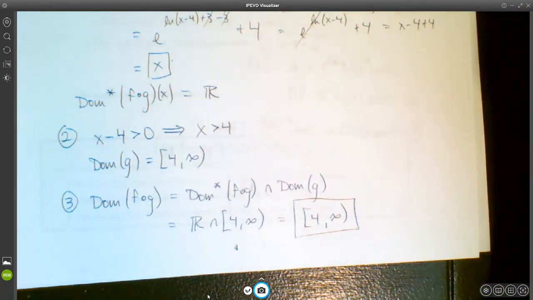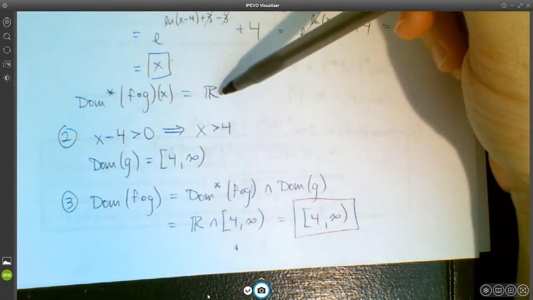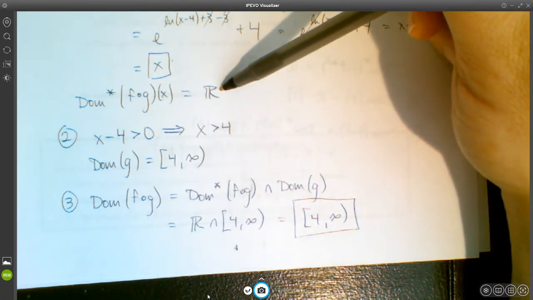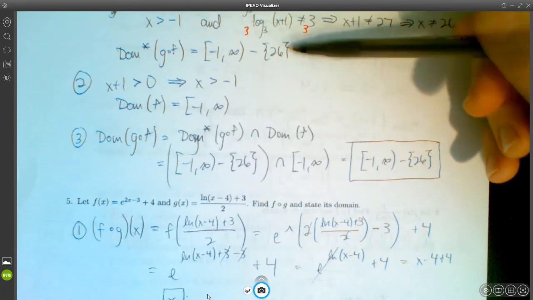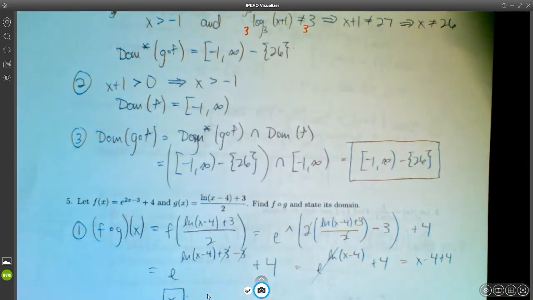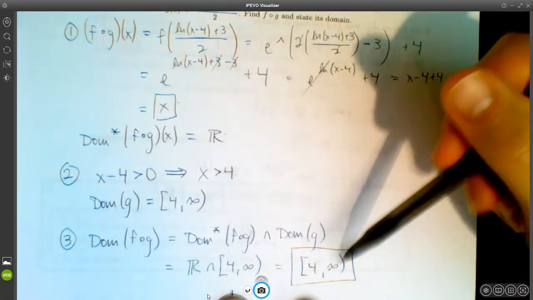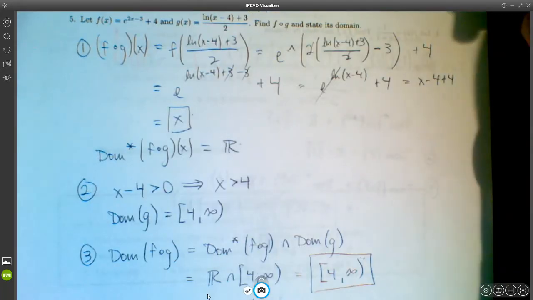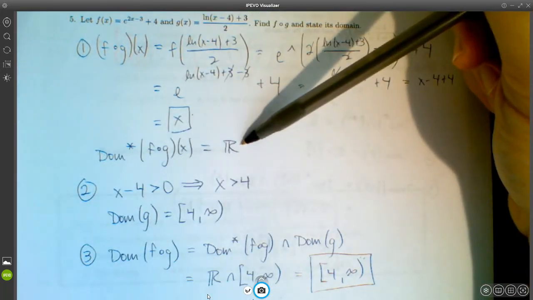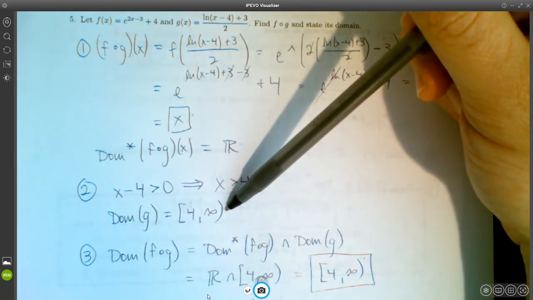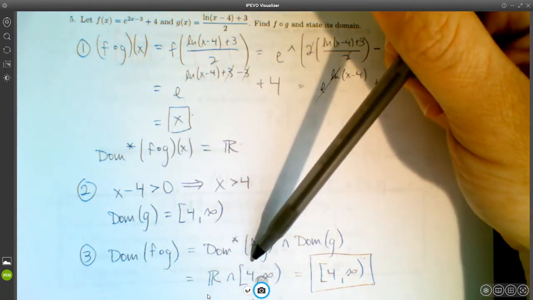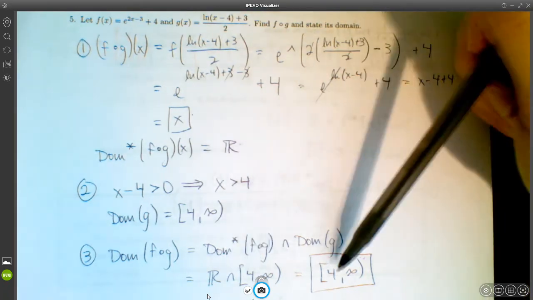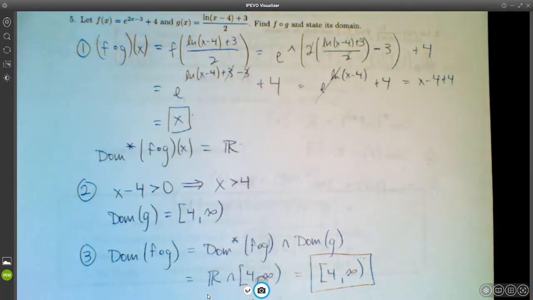So you can see that the fake domain you got in step 1 is not the same thing as the real domain that you got in step 3. Sometimes the fake domain is the same thing as the real domain, sometimes it's not. So what you do to find the domain is find the fake domain, then find the domain of the inner function, then take the intersection of the fake domain with the domain of the inner function, and that's going to be the true domain. Okay?